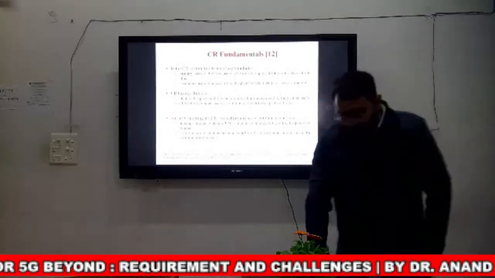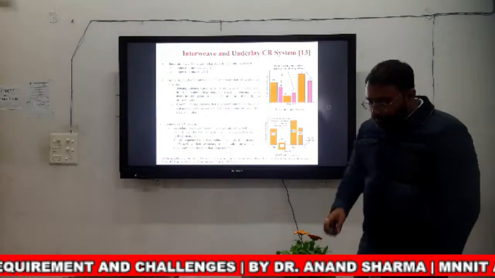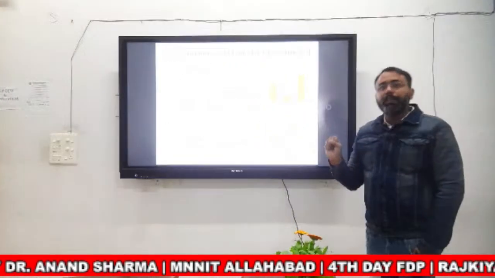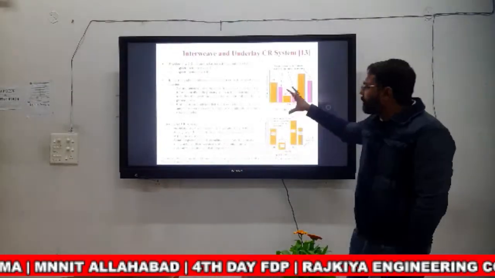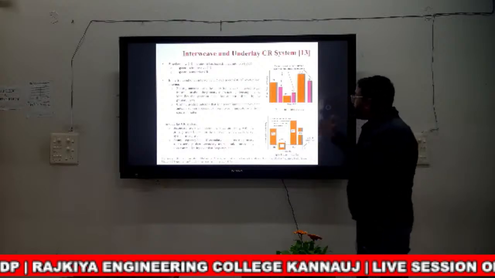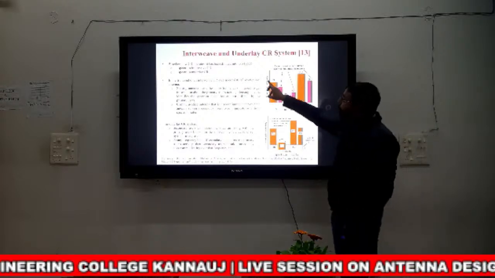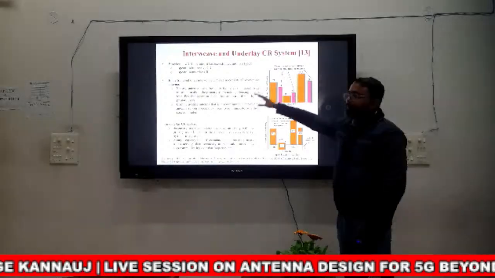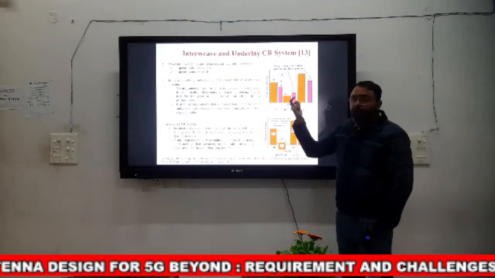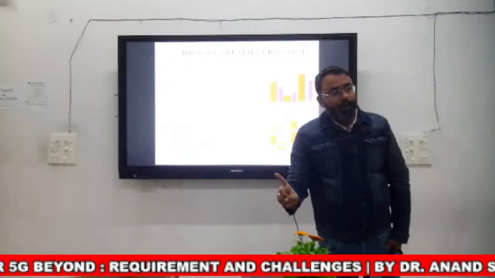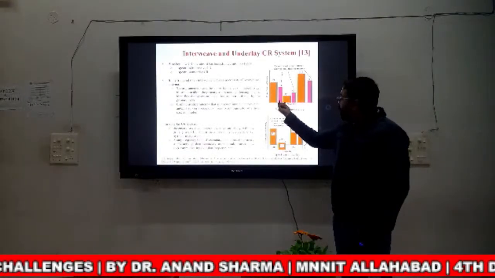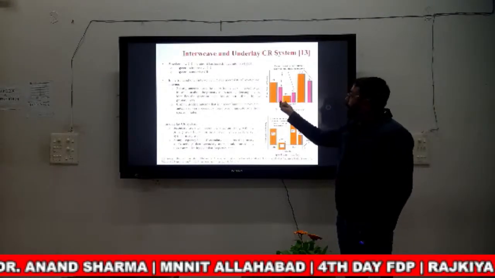Now we have two different modes for the CR system. One is interweave, another one is underlay. There is a small division of these sections. If I am talking about interweave operation, in case of interweave, if the primary user uses that part of the spectrum, it is not used by the secondary user. Only the primary user uses that part of the spectrum. But if the primary user does not use that part of the spectrum, then the secondary user uses it.